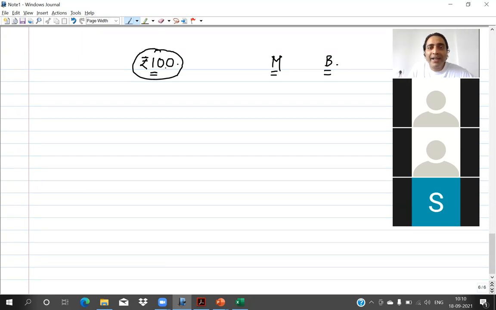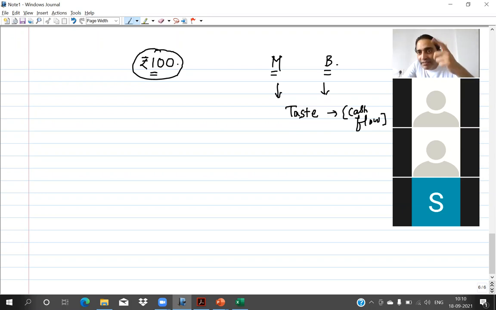Okay. Why do you want to buy ice cream? Because you like the taste. You want to enjoy the taste. So taste is the cash flow. Taste apne liye cash flow hai, wo apne ko mil raha hai, it is the satisfaction that we are getting, it is the benefit that we are getting, right? And $100 is the investment it is demanding.